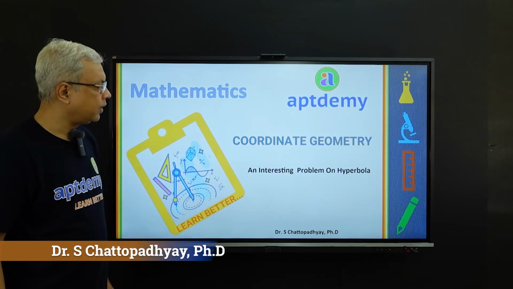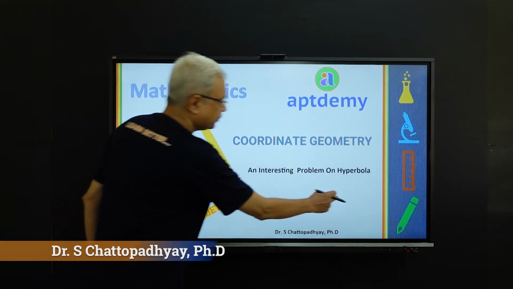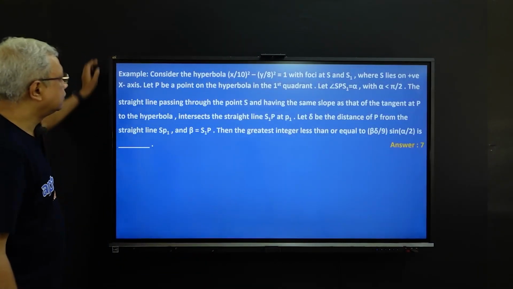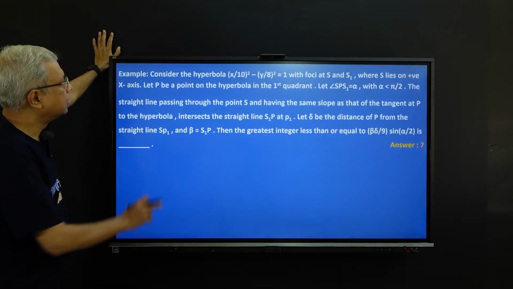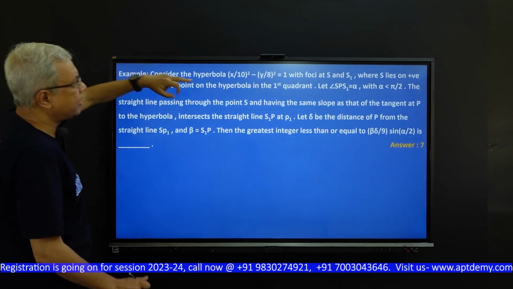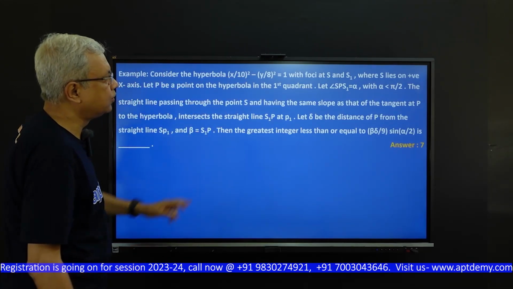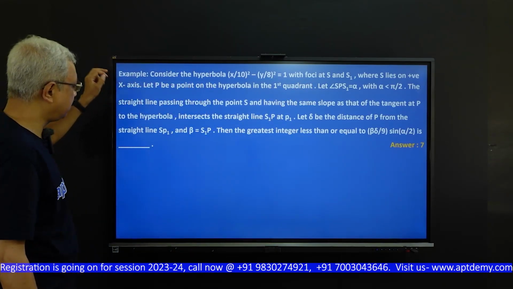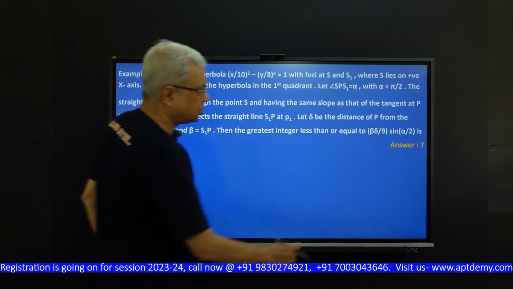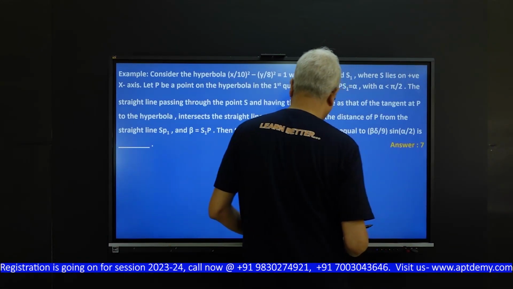Today, based on your feedback, you have selected one problem on hyperbola. So, try to follow what is being said in this problem. Consider the hyperbola (x/10)^2 minus (y/8)^2 equal to 1 with foci at S and S1, where S lies on the positive x-axis. So, let us draw what is being said.